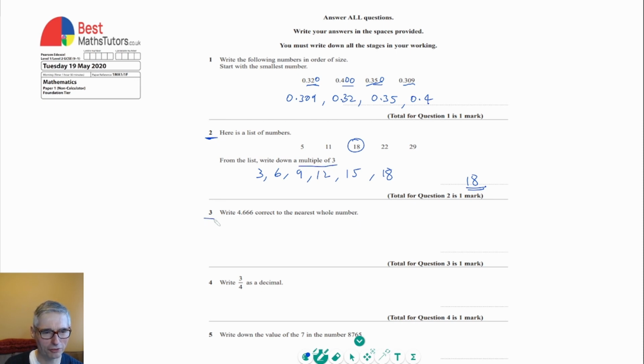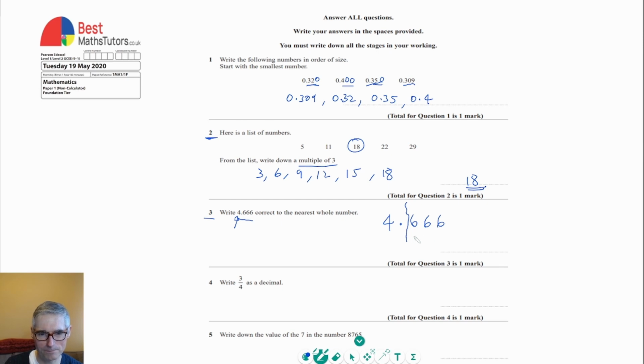If we look at question 3 now, we've got to write 4.666 correct to the nearest whole number. So the whole number in this one is actually the 4. So what I'm going to do, I'm just going to write it again here so we can see it a bit better. 4.666. I'm going to cut it off at this point. So I've got to decide whether the 4 is going to stay as a 4 or whether it's going to be put up to a 5.